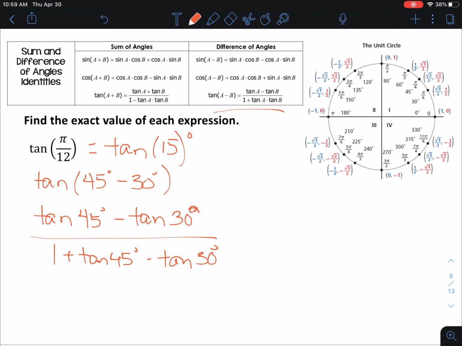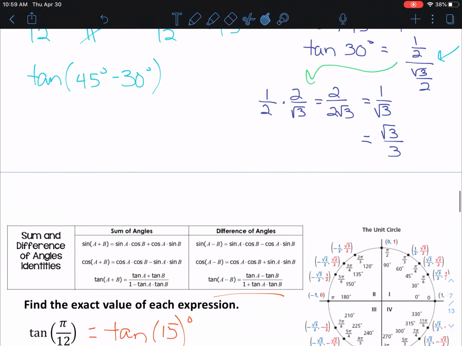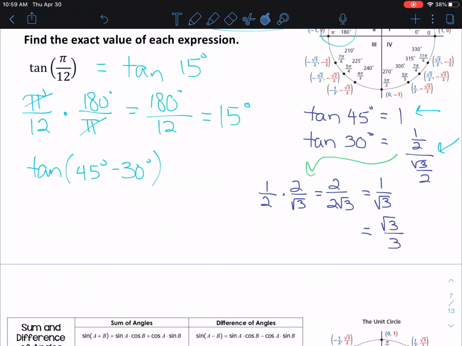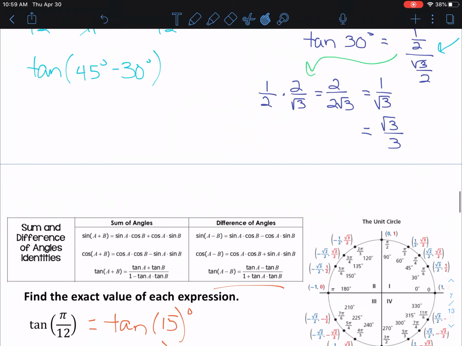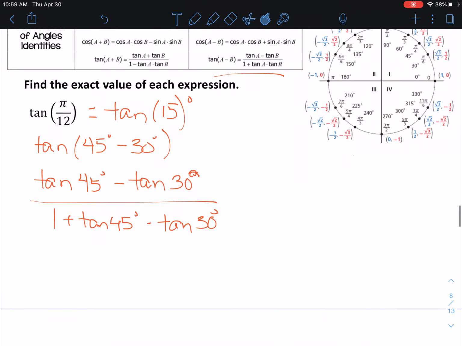All right, so now we said that tangent of 45, again up here, is 1. Okay, and tangent of 30, we ended up with square root of 3 over 3. So I'm going to replace those values with what I've got here. There we go. Tangent of 45 is 1. Minus tangent of 30 is square root of 3 over 3.